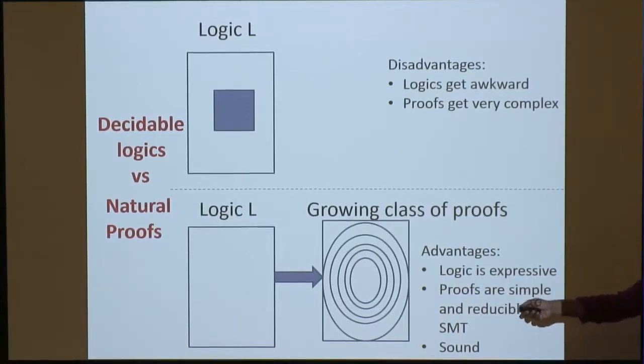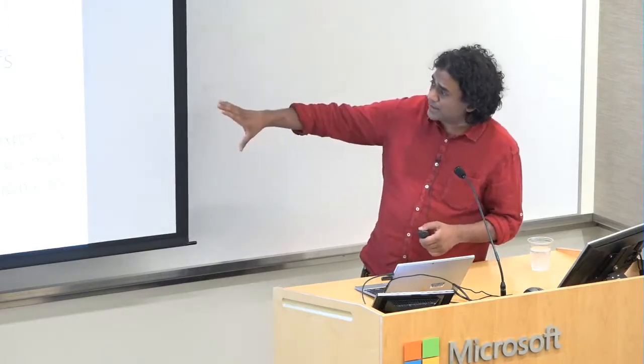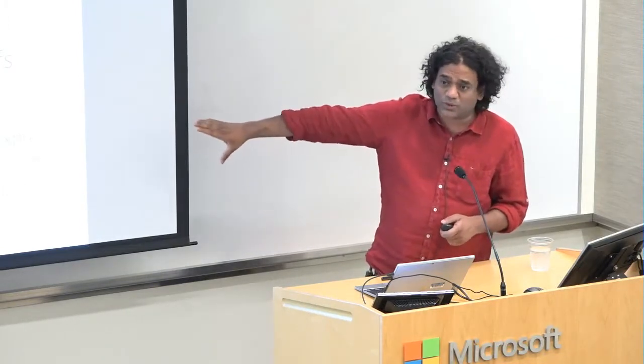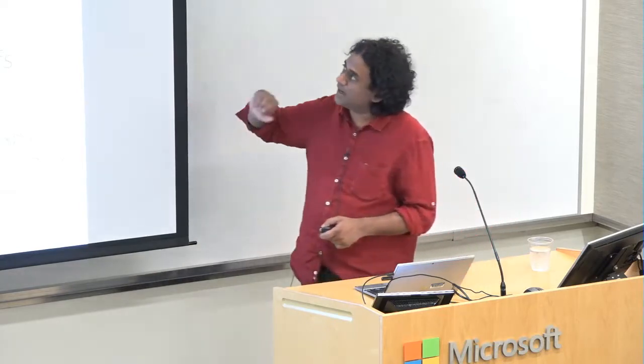So I look for the simplest proofs, and if I don't find it, I enlarge the class of proofs I search for. So two things: the logic doesn't get awkward, because you write what you want, given the style. And the proofs are not going to get complex, because I'm going to search for simple proofs only.